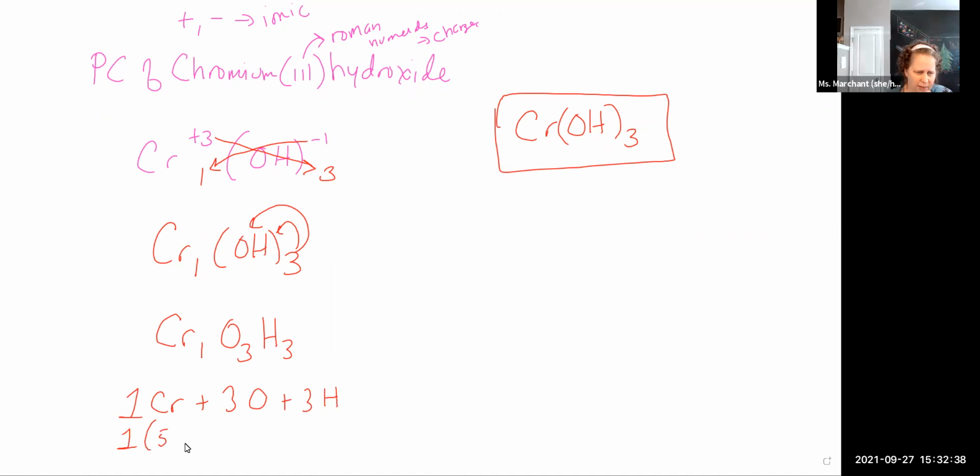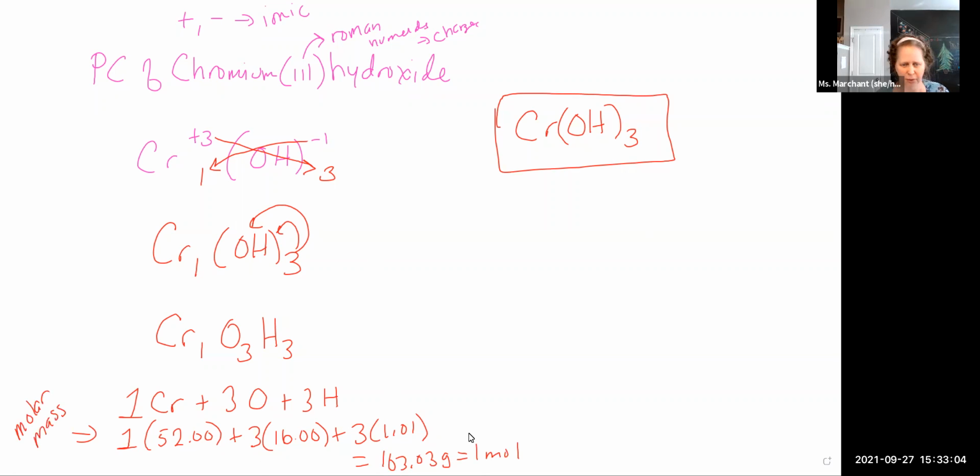Chromium's mass is 52.00 from the periodic table. Oxygen's mass, 16.00. Hydrogen's mass is 1.01. And that's going to give me 103.03 grams is equal to 1 mole because this is its molar mass. Molar, moles, mass, grams. Grams and 1 mole. All right. So what is my formula anyway?